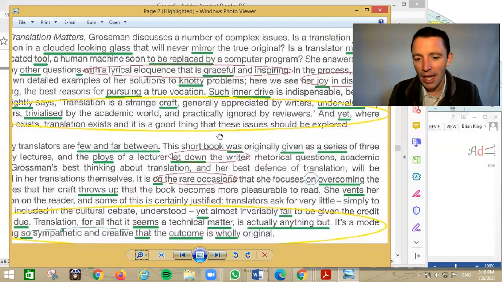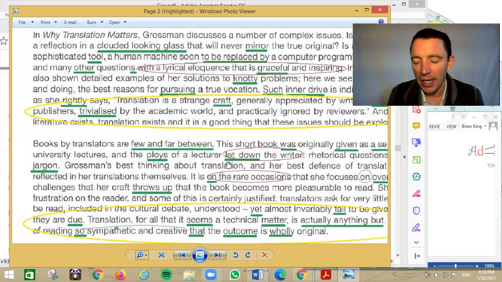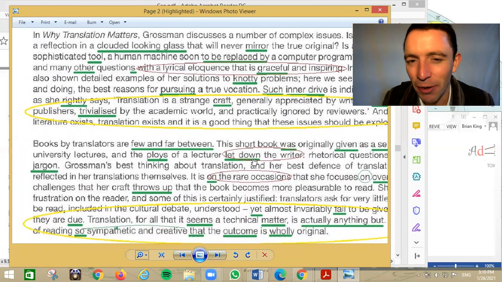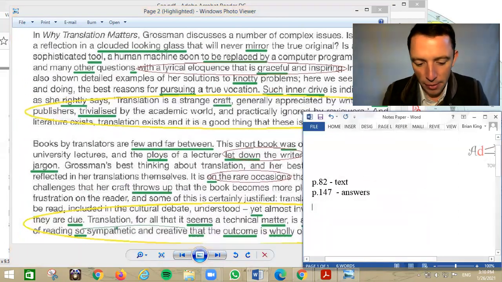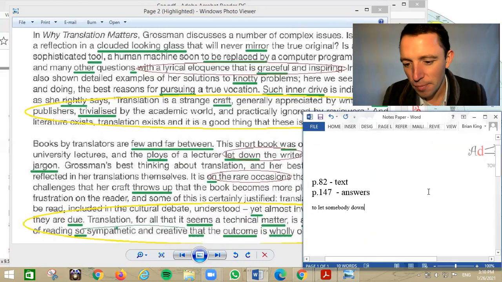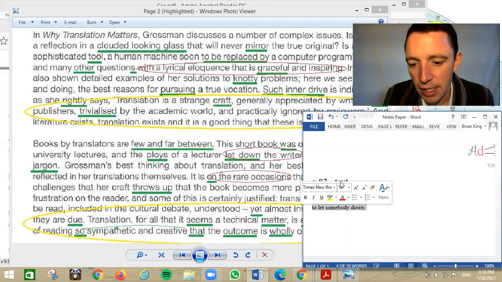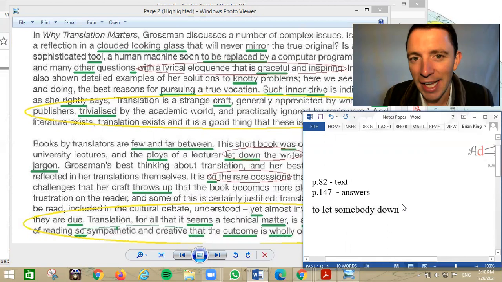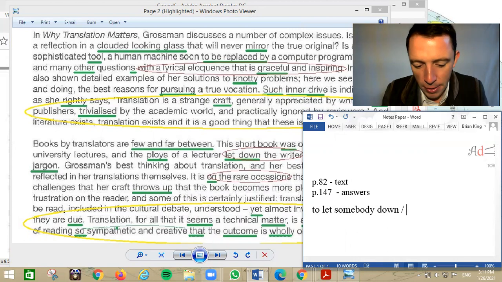Okay, the second paragraph, we have a phrasal verb here, let down the writer. So to let down is to disappoint, and I put here to let somebody down is to disappoint somebody. Okay, so if the taxi lets you down, the taxi does not arrive at the right time. If your friend lets you down, your friend does not help you at the moment you need. So to let you down is to disappoint.